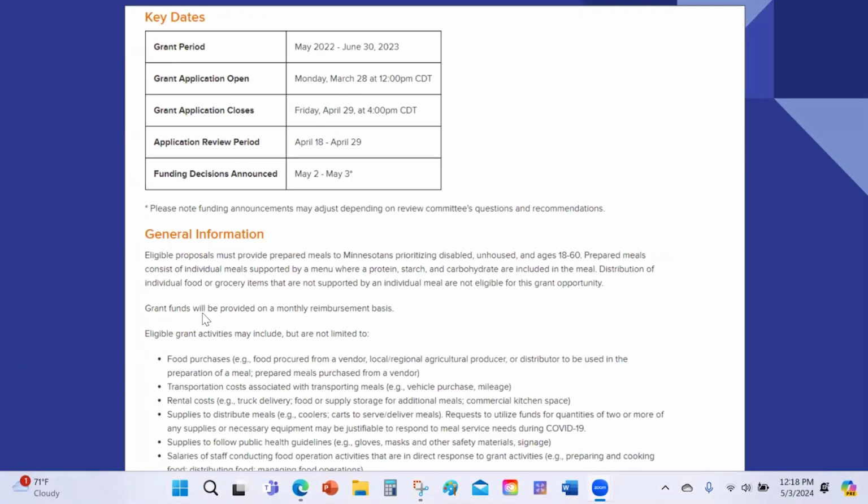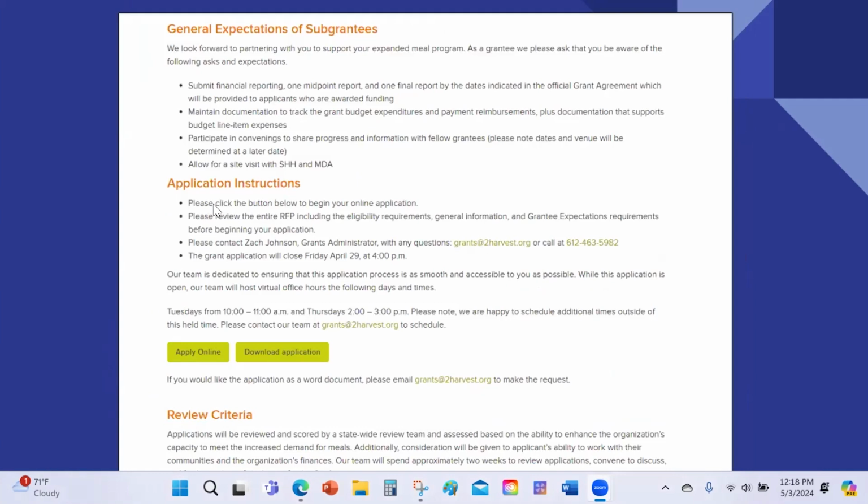And then they're going to give you general advice. Here's some eligibility criteria. You want to make sure you meet that eligibility criteria before you fill out this request for proposal information. And then notice the application instructions are right online. And we click this button and begin our application.